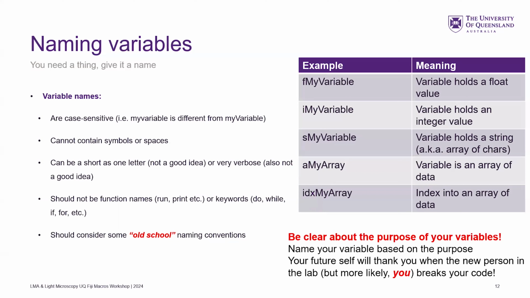So, as I said, be clear about the purpose of them. Don't call it temp, call it number of nuclei or something like that, because the other person is going to read your code, which is likely going to be you again in the future. It makes your life easier.